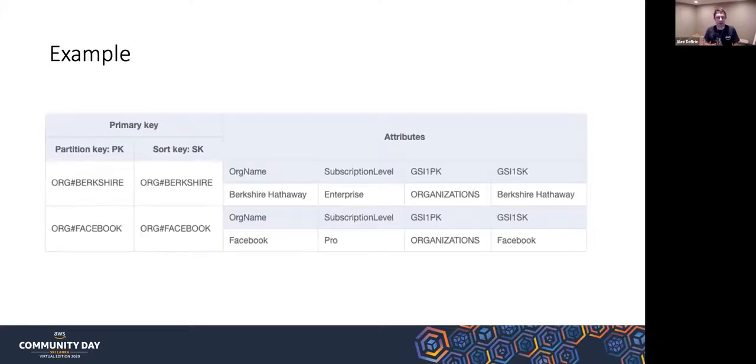We're going to put those into a single table and sort of see what that looks like. So let's get started with some organization items. Here's my table. I put two organization items in here. I have Berkshire Hathaway. That's from my hometown of Omaha. We also have Facebook in here.